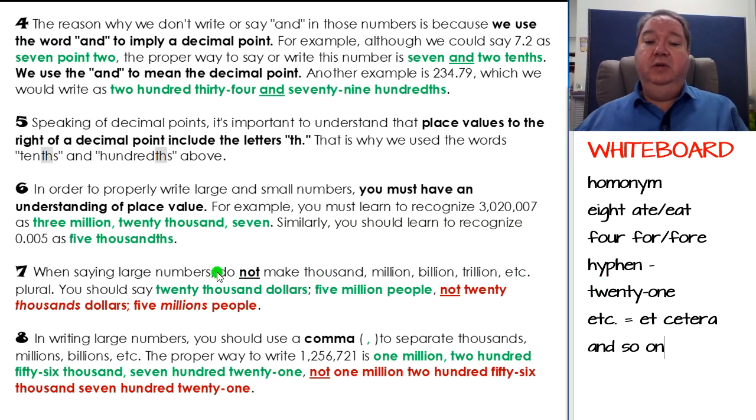When saying large numbers, do not make thousand, million, billion, trillion, etc. plural. Do not add an S. You should say "twenty thousand dollars" or "five million people," not "twenty thousands dollars" or "five millions people." Okay? There should be no S here, no S here.